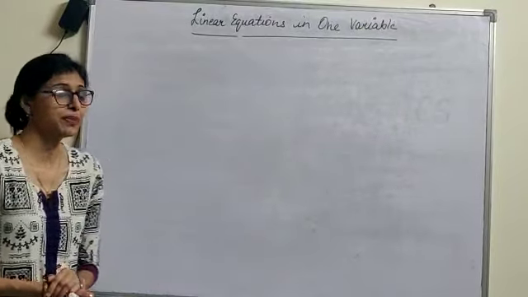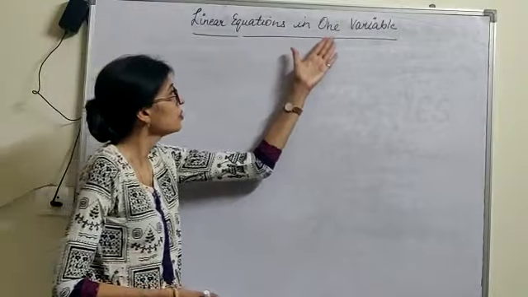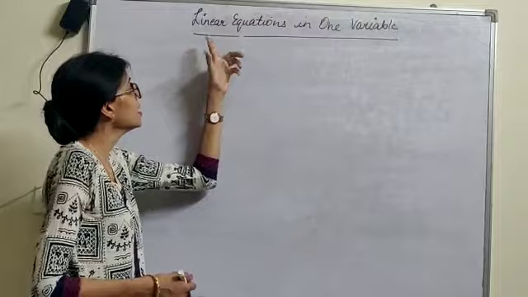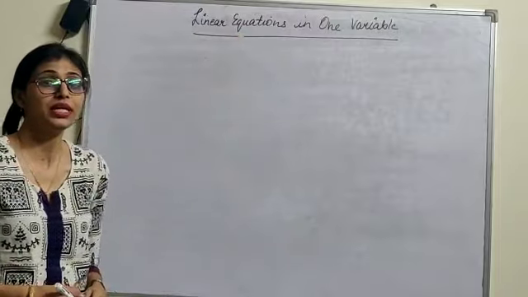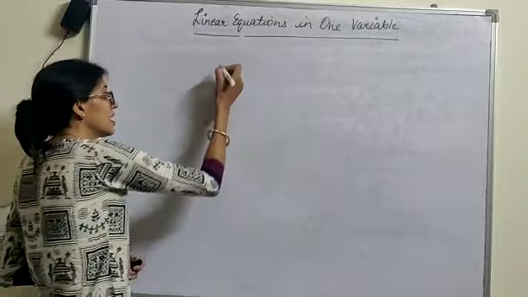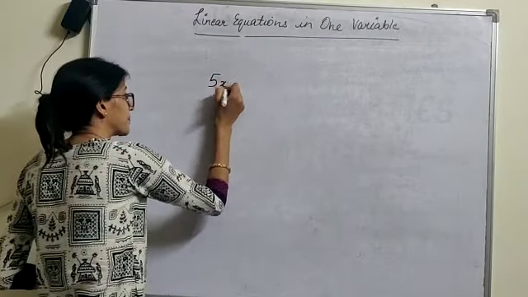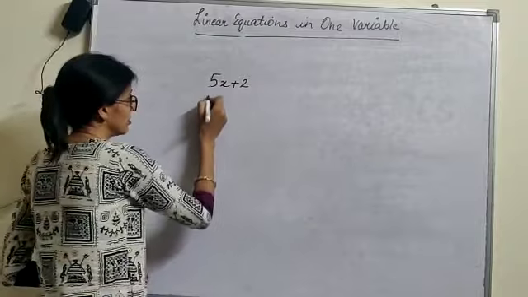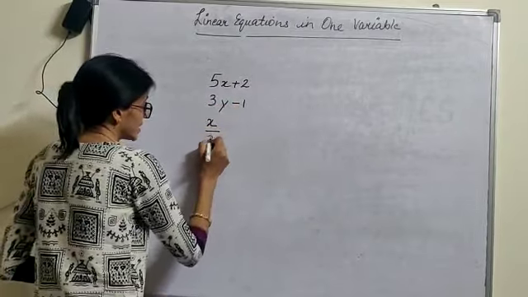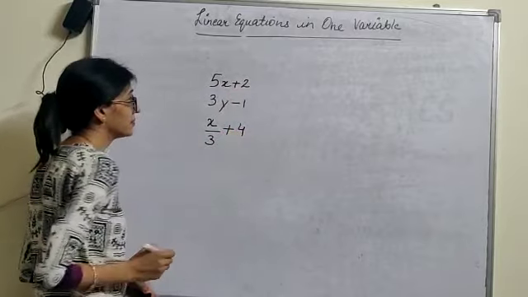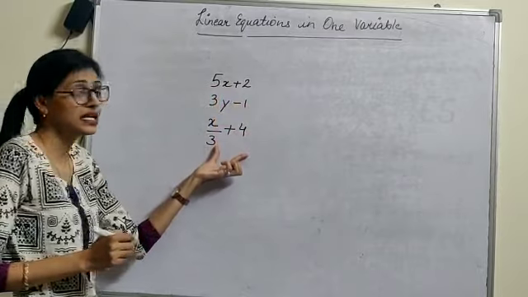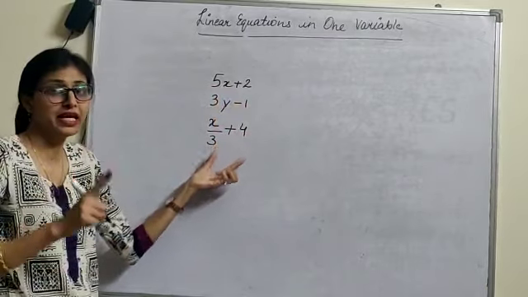So let's start with the topic linear equations in one variable. But before we start, you need to understand what is the basic difference between a linear expression and a linear equation. You have seen expressions like 5x plus 2, 3y minus 1, x by 3 plus 4. Now, all these are linear expressions in one variable.